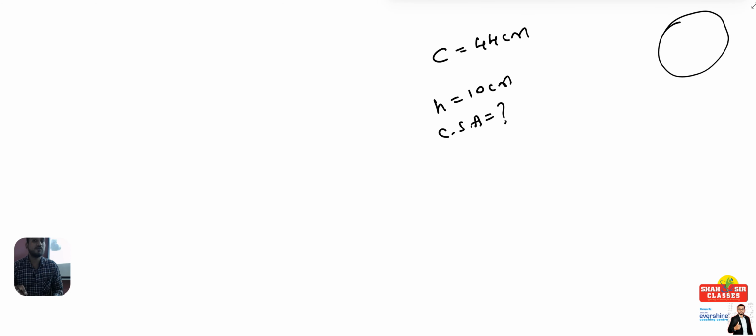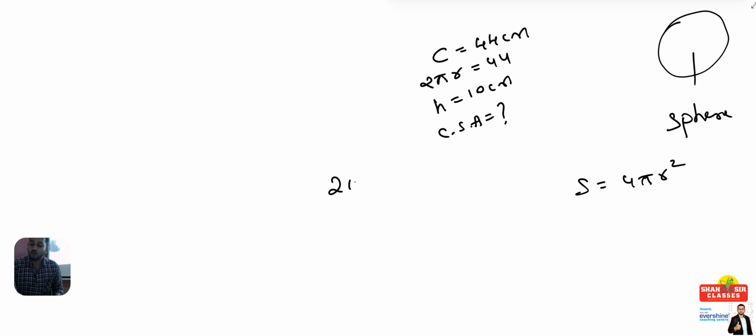What is the shape? Sphere. What's the formula to find the curved surface area of a sphere? 4 pi r square. Do you have radius? No. But he gave circumference. What's the formula to find the circumference of a circle? 2 pi r. So 2 pi r is how much? 44. Is this clear?